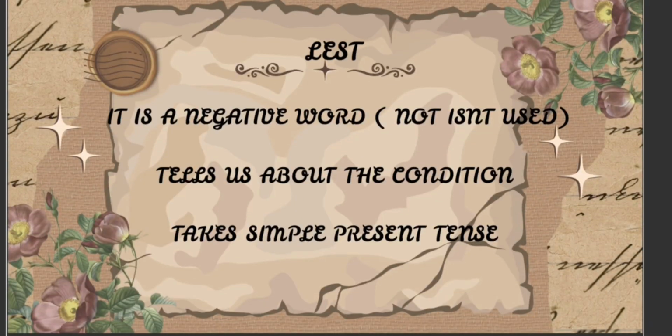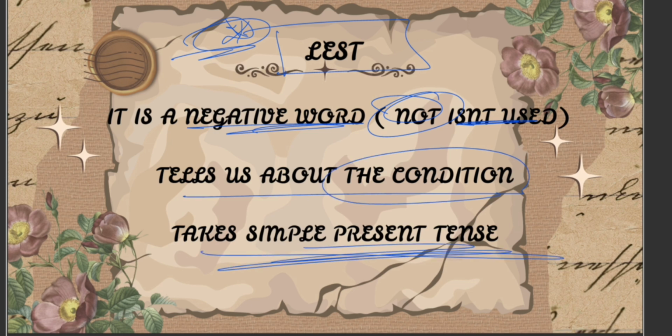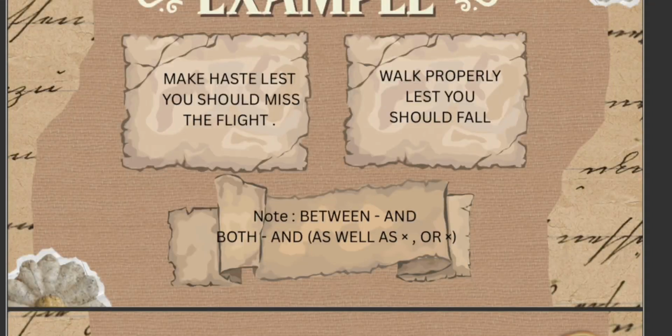Moving ahead, lest is a very important conjunction which is repeatedly asked in various examinations. Okay. Now, the first point is that it is a negative word and not isn't used here. It tells us about the condition and takes simple present tense. Let's have a look at the examples. Make haste lest you should miss the flight.